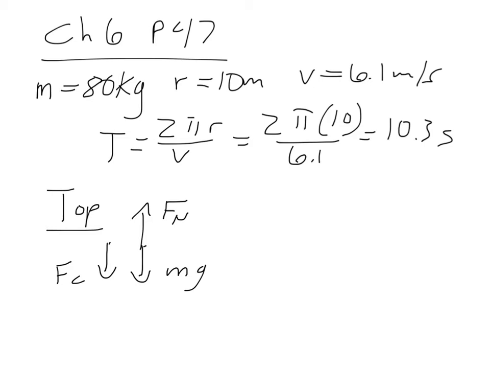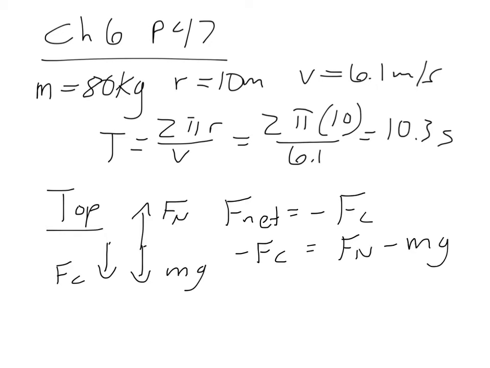The centripetal force is equal to our net force, so F net is equal to minus the centripetal force, since the centripetal force is pointing down. That means that when we add up all of our forces, the centripetal force, with a negative sign since it's pointing down, must be equal to the normal force minus the weight, mg. Solving for the normal force, we get that the normal force is equal to mg minus Fc.